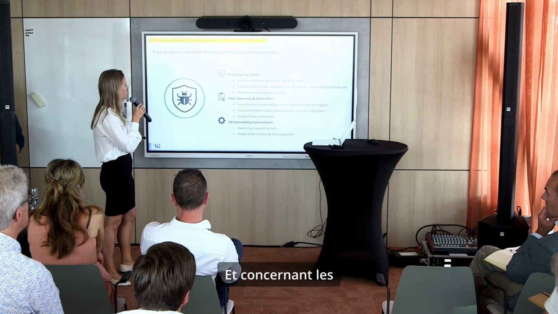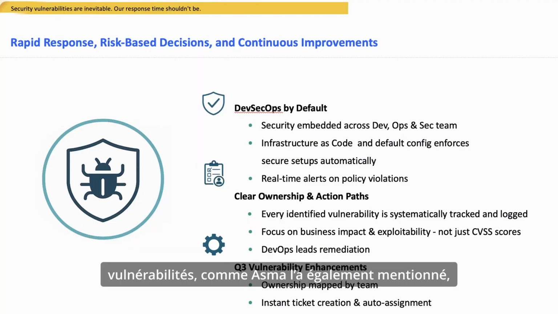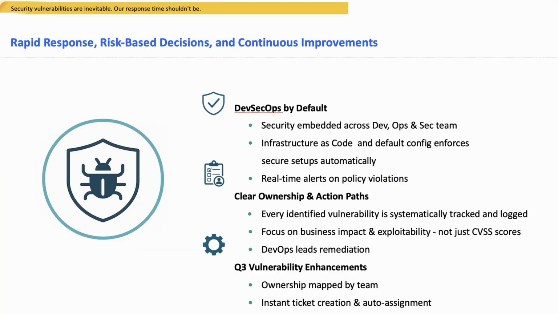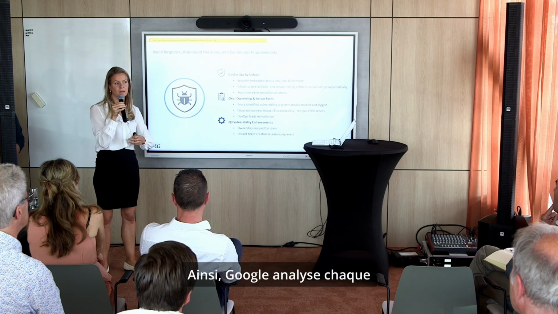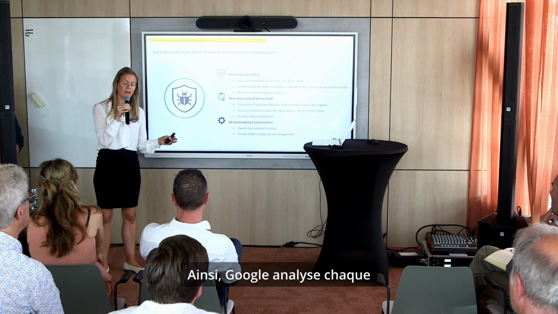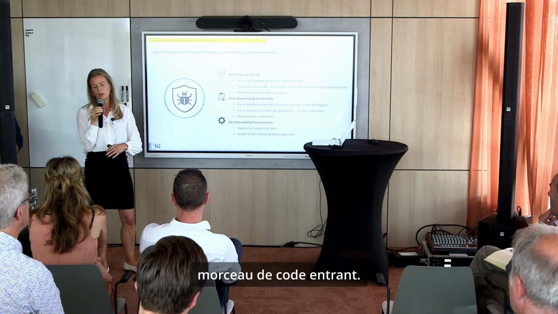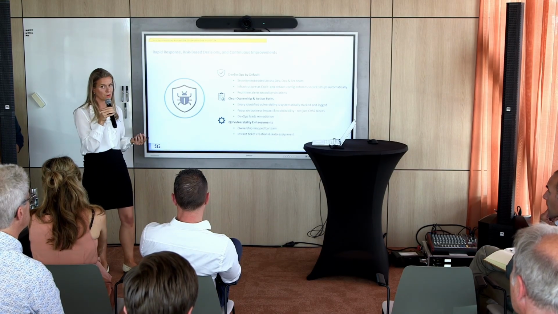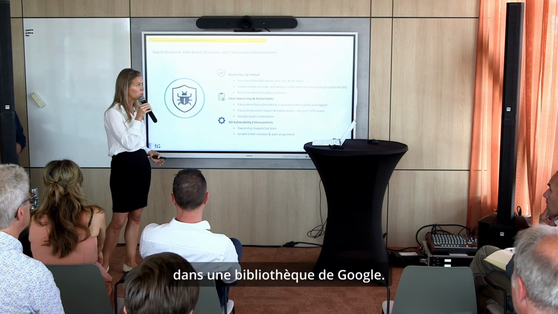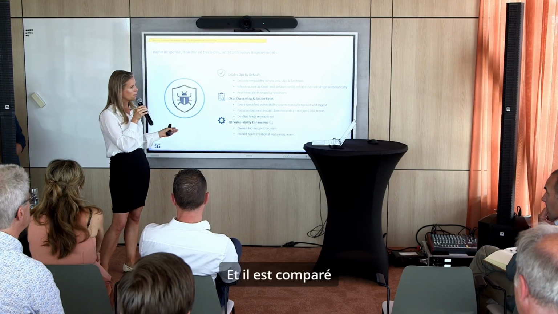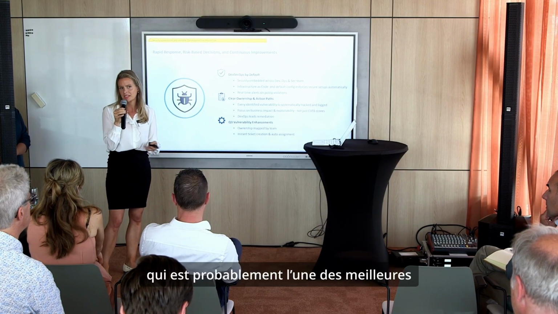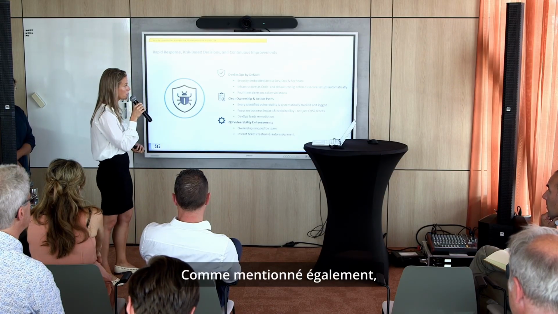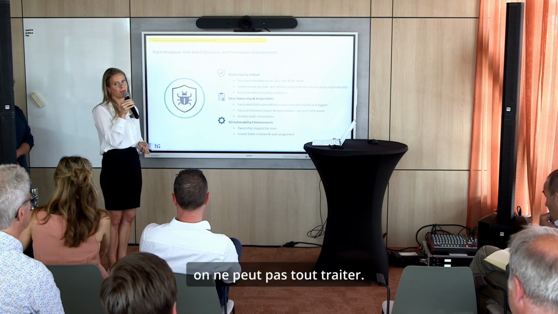And with the vulnerability with ASMA, also mentioned, we are lucky. Everything we have runs in Google Cloud. So we have Google scanning every single piece of code coming in. And it's stored and logged in a library of Google. And it's matched against Google's own overview of vulnerabilities, which is probably one of the best you can find in the world. Also, as mentioned, you can't take everything.